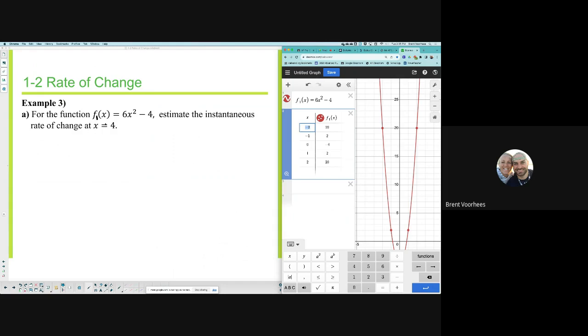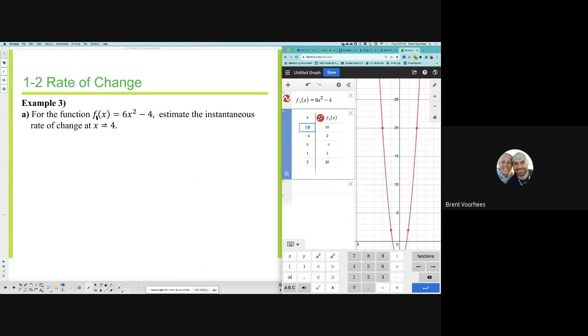Now for instantaneous rate of change, until we get to calculus, it's going to be hard to figure out what this is exactly. In calculus, it's very easy, but we're not there yet. What we're going to do is change the table step, what it's counting by. Right now, the tables by default count 1 unit at a time. I want you to change it to 0.1. Where it says table step, do 0.1. Then press enter.